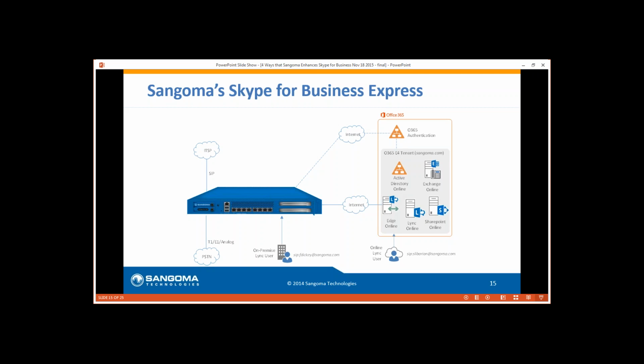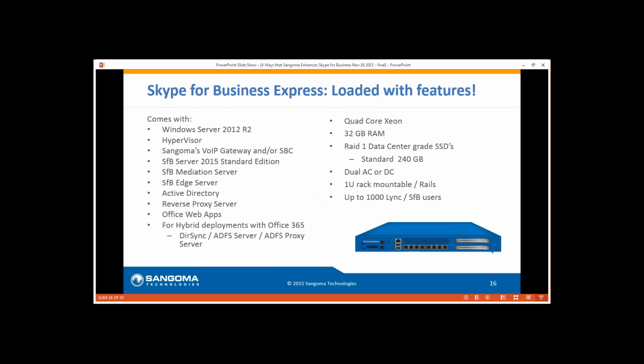Here's a picture of what it looks like. It's a 1U box. It has room to put T1/E1 cards, and it has room to put DSP cards for the SBCs. It's a Windows Server 2012 box, so it runs all of the various roles that you need for Lync. Like I said, it's loaded with features. I'm not going to step through all of these, but you can see it comes with Windows, the Hyper-V platform, our gateway and SBCs, and several of the roles you need to run: the Skype for Business server, mediation server, and Edge.